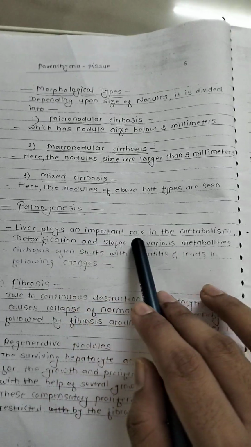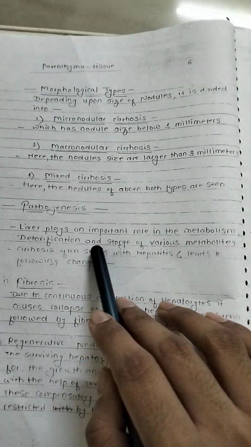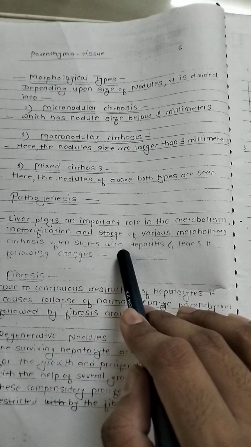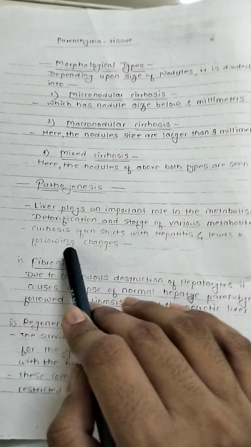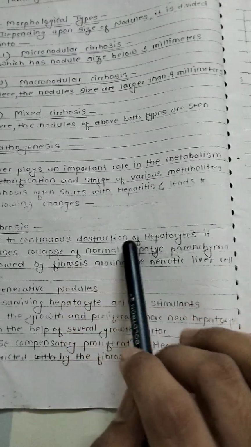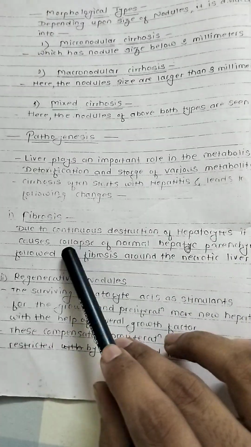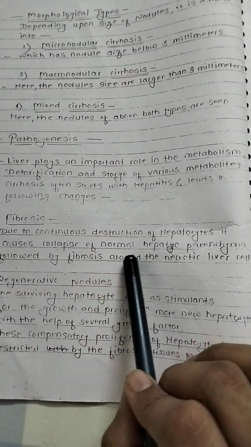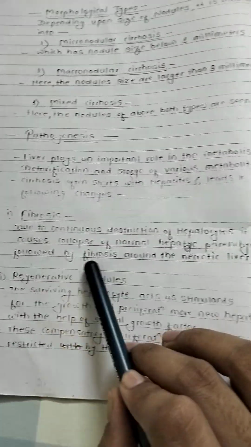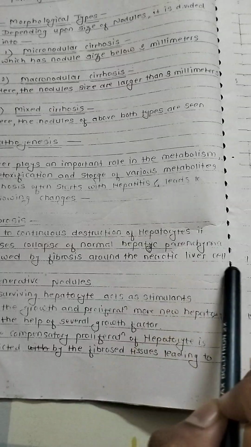Pathogenesis. The liver plays an important role in metabolism, detoxification and storage of various metabolites. Cirrhosis, often from chronic hepatitis, leads to the following changes. Fibrosis. Due to continuous destruction of hepatocytes, it causes collapse of normal hepatic parenchyma followed by fibrosis around the necrotic liver cells.